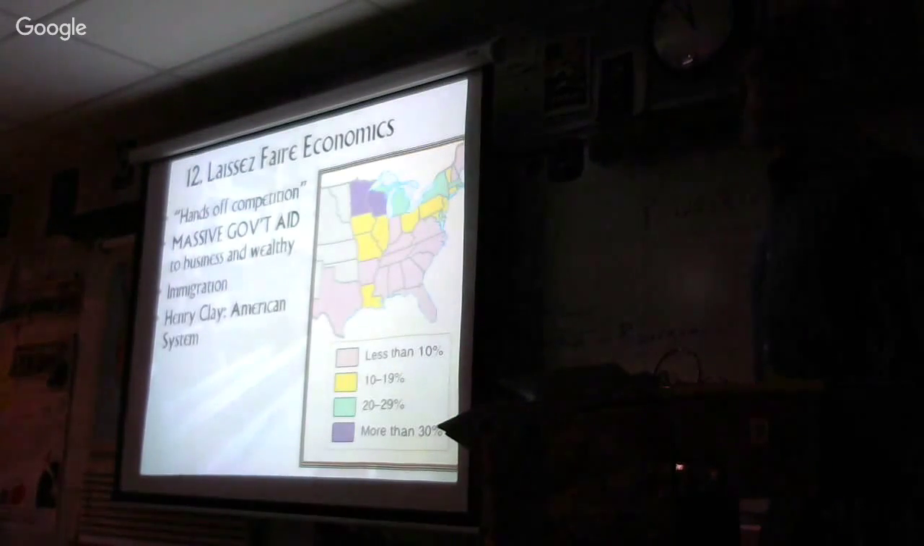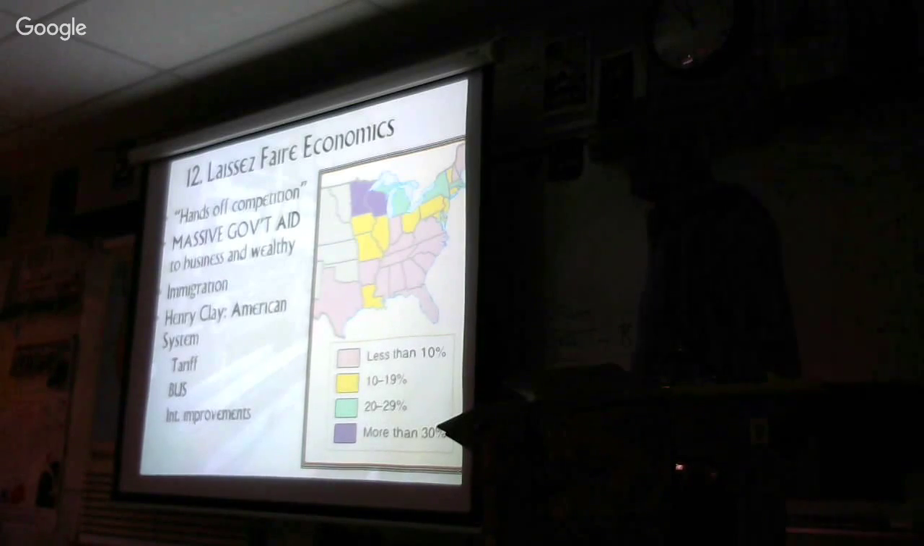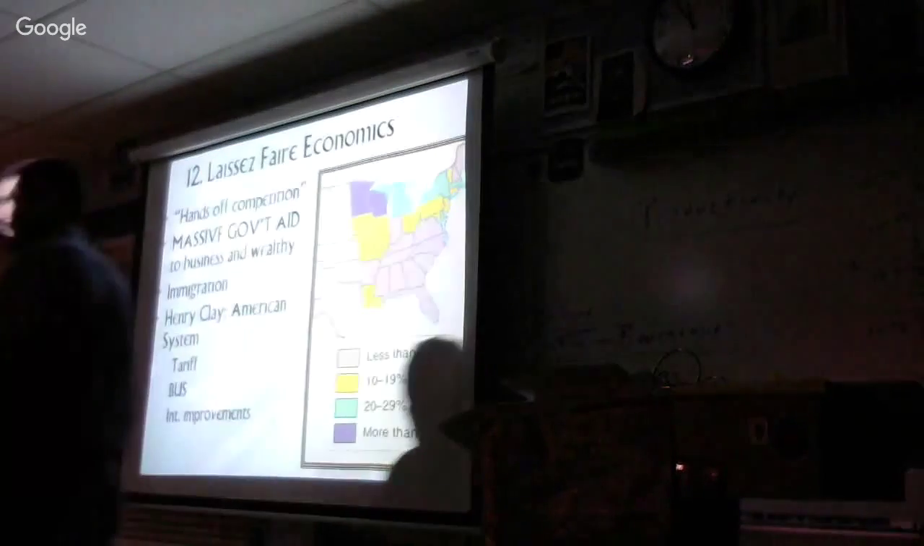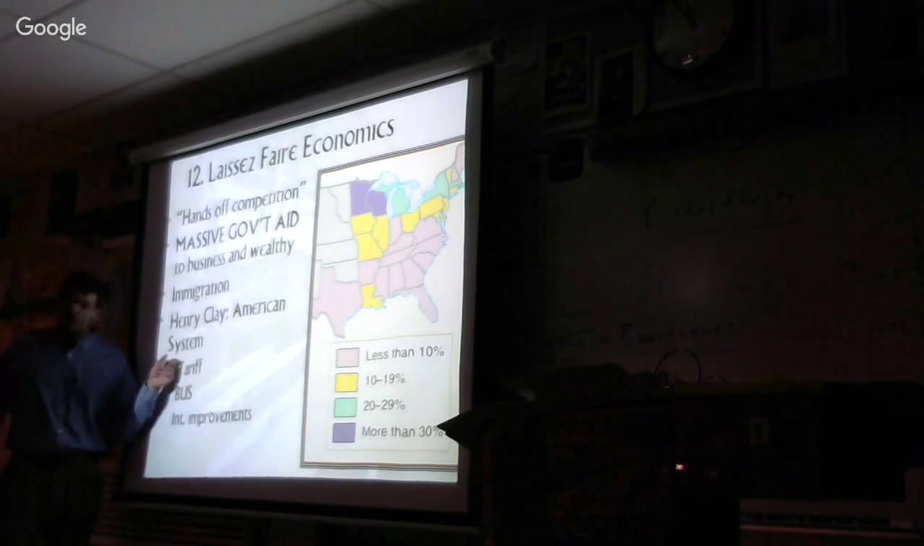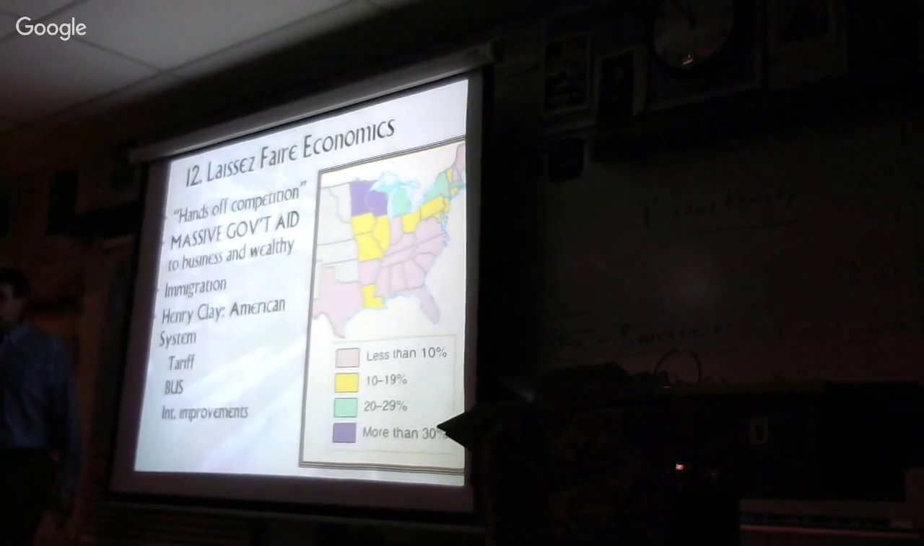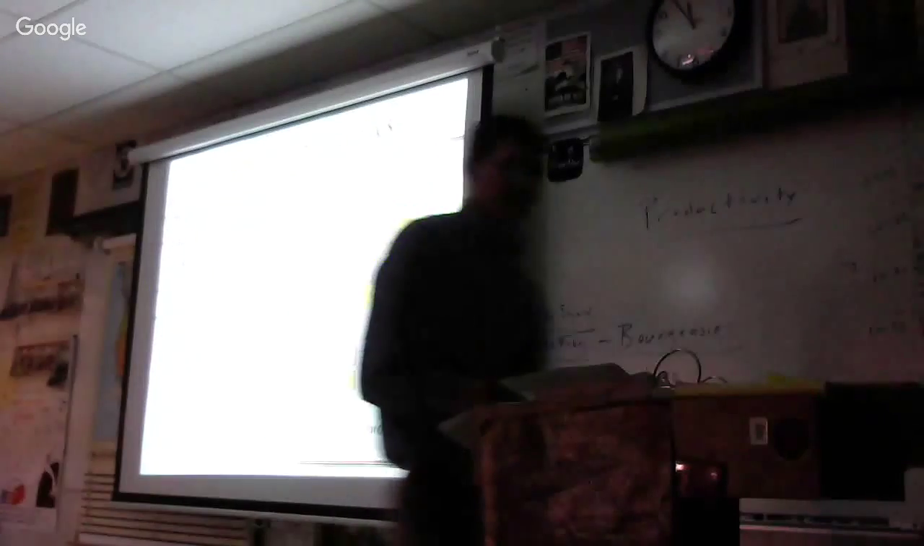And that's why you have Henry Clay's American System. Remember we had the tariff, bank, and internal improvements? That was direct aid for business. He wanted the federal government at first to build roads, canals, harbors, but then the biggie, railroads. Tariff keeps out foreign competition, Bank of the United States, a financial system to allow them to have credit, government aid for business.